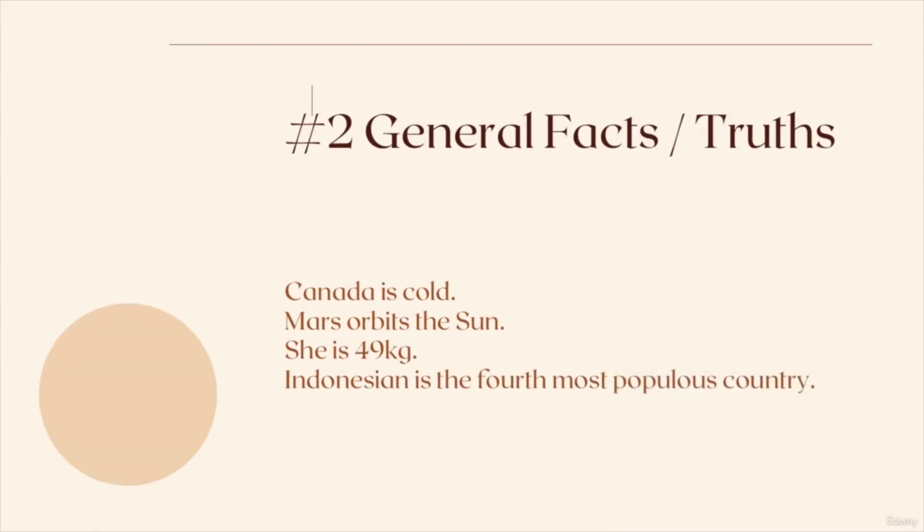Okay, number 2 is for general facts and truths. Canada is cold. Now that's just a general truth. It's always true, right? Mars orbits the sun. She is 49 kg. Indonesia is the 4th most populous country. These are things that are always true. They're facts. So for this, we use present simple.